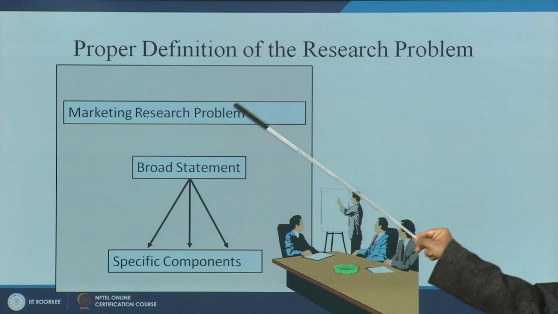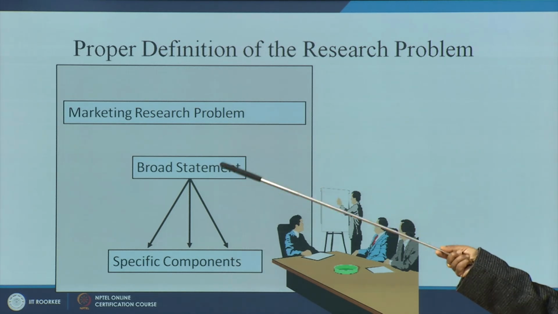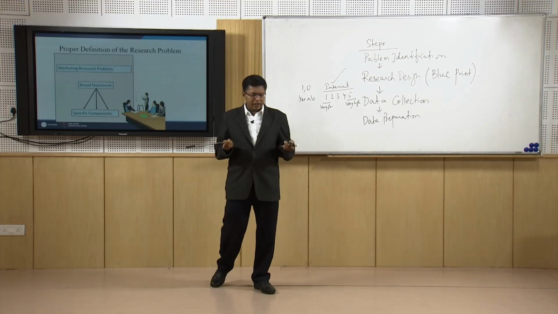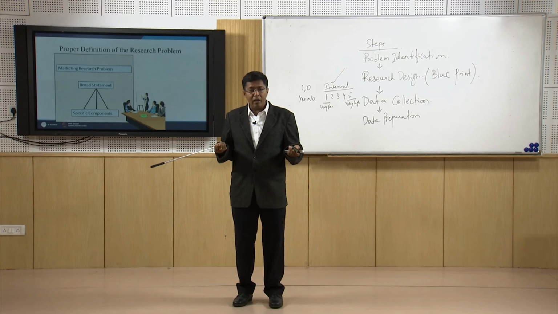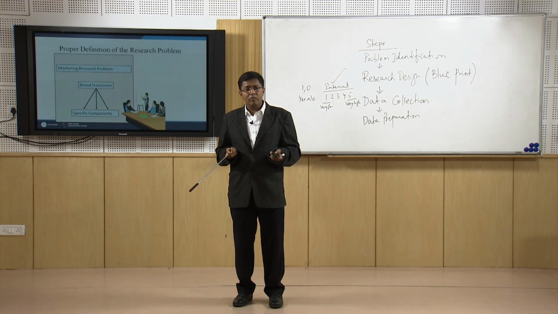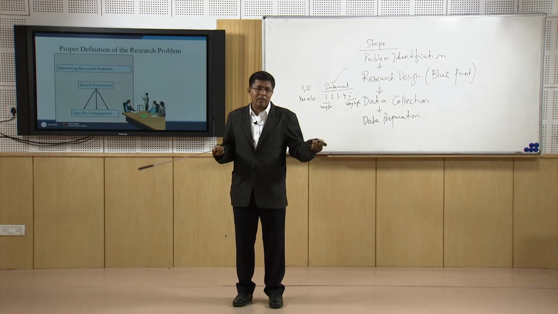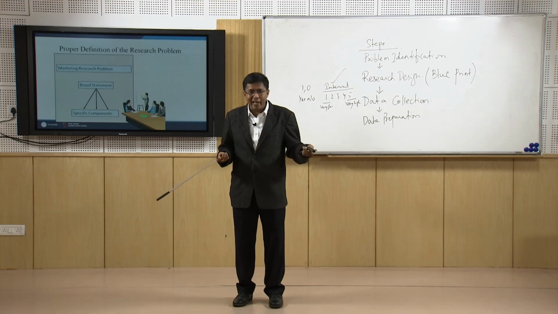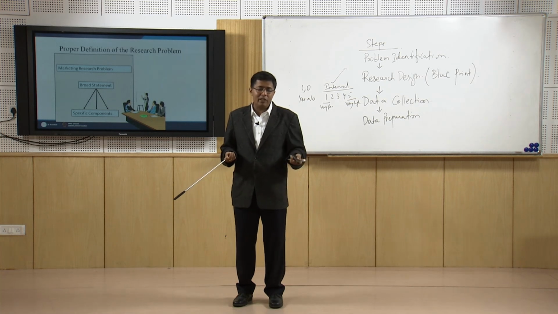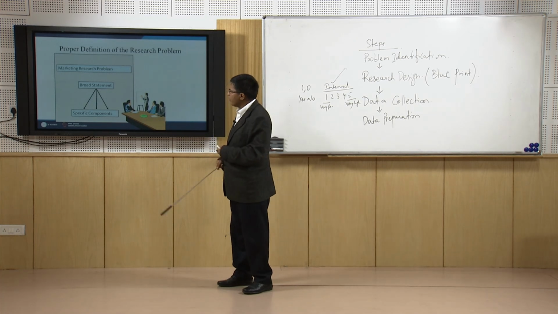So, proper definition of the research problem: you have to define the broad statement and the specific components. This is the marketing research problem, and you can have several problems. Why do consumers not buy natural products on a large scale, for example? Or why do we still prefer a cold drink over a good health drink or fruit juice? What is so great about an aerated cold drink that you buy it at 20 rupees or 10 rupees, but you do not buy a fruit drink that is the same price or even less? So, there could be several such problems.